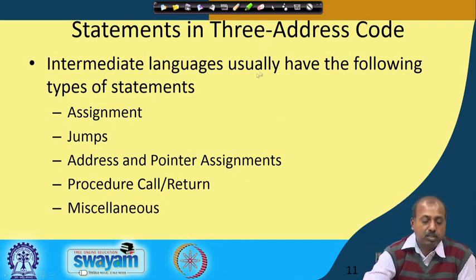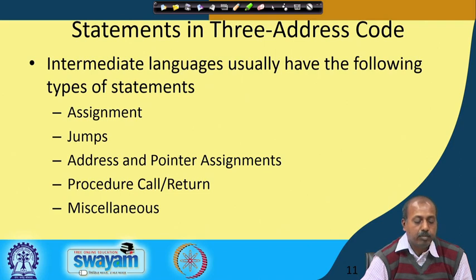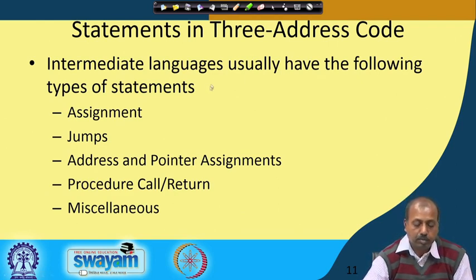Now, statements in 3 address code: an intermediate language that uses 3 address code usually has these types of statements: assignment, jump, address and pointer assignments, procedure call and return, and there is another category called miscellaneous. Now, you see that almost all the major programming language constructs are taken into consideration here. So, we have got the assignment statement, jump for go to, address pointer arithmetic, and the if then statement is also there. We will see that this comes under the miscellaneous category.